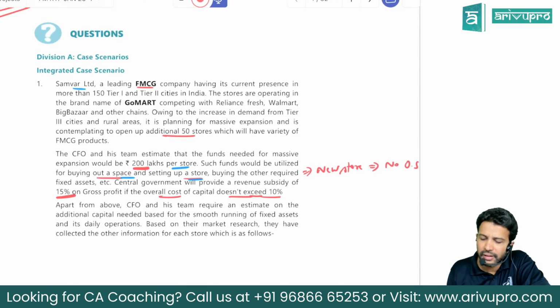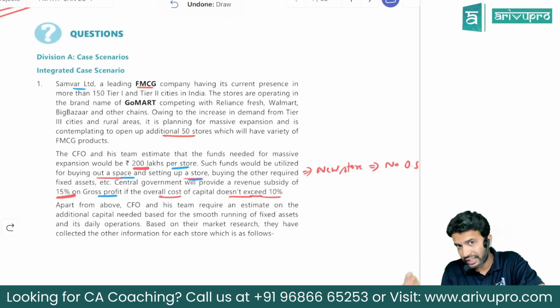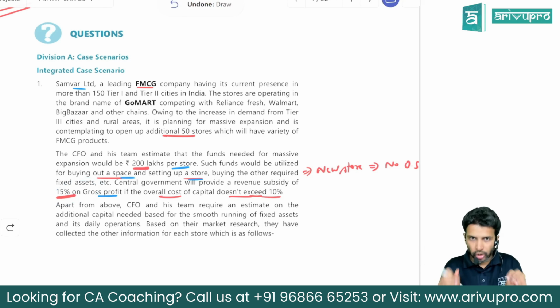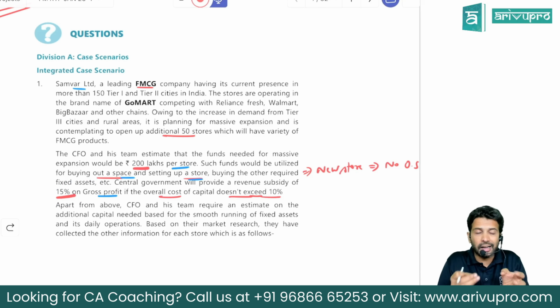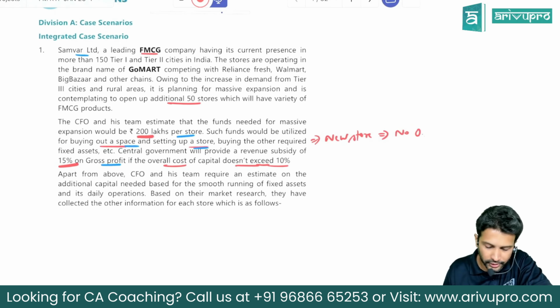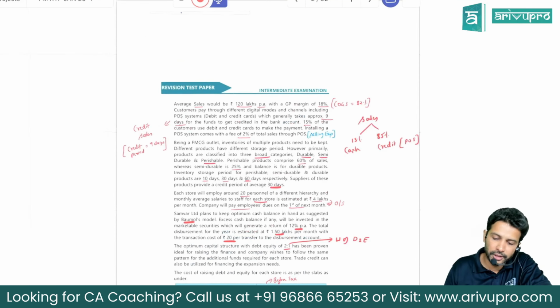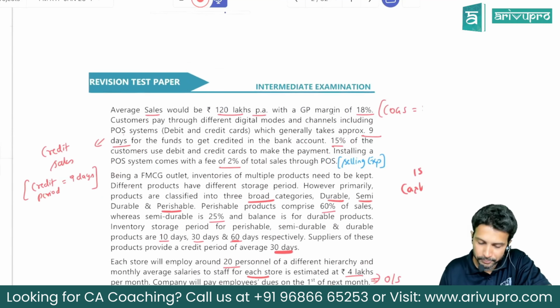The central government will give you a revenue subsidy of 15% of gross profit if the overall cost of capital does not exceed 10%. So if KO does not exceed 10%, then the government is offering 15% of your gross profit. However much gross profit is made by the company, 15% of that the government will give us as subsidy. That's what the government has promised us. Fair enough. Apart from the above, the CFO and his team require an estimate on the additional capital needed. We'll see. Now we'll come to the main point.